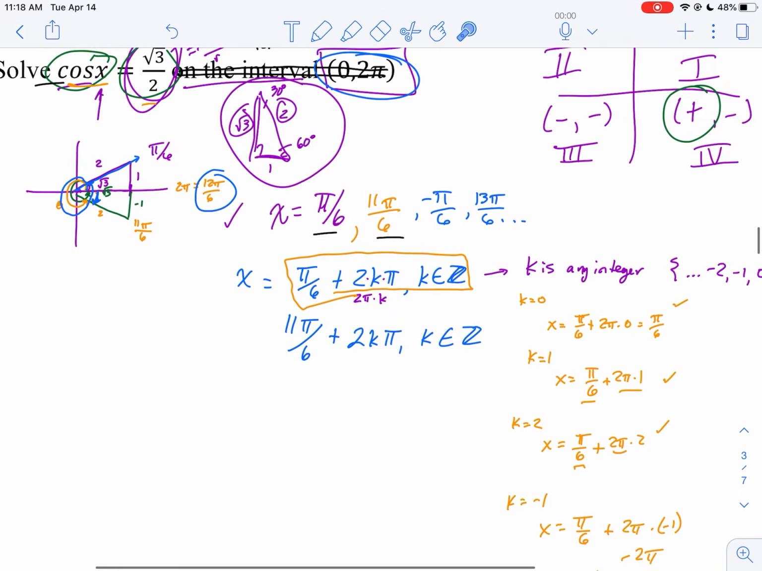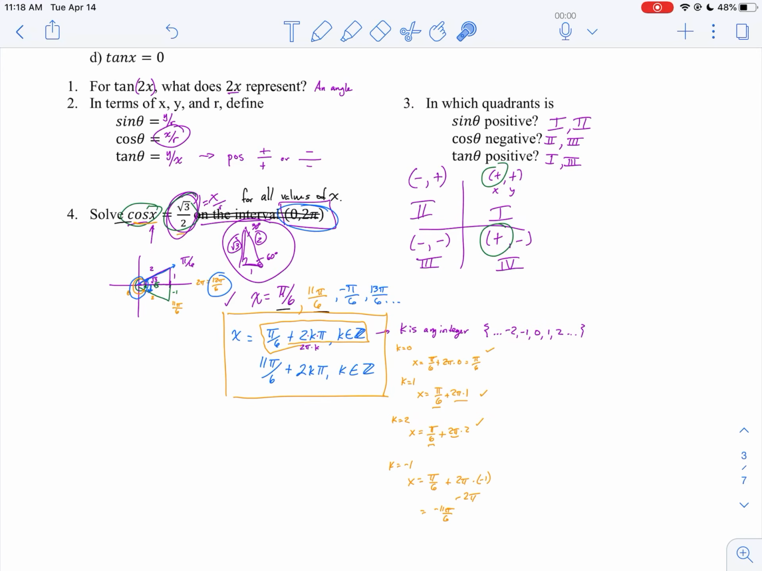Now, why do I have to do 11 pi over 6 as well? Well, you notice these gave me all of these solutions. This is going to give me 11 pi over 6 and everything that's coterminal with that. And so, at the end of the day, our final solution to solving cosine of x equals square root of 3 over 2 is going to be here.